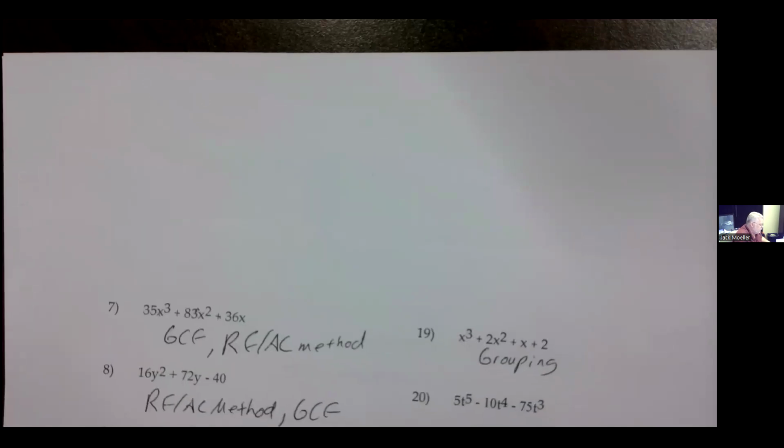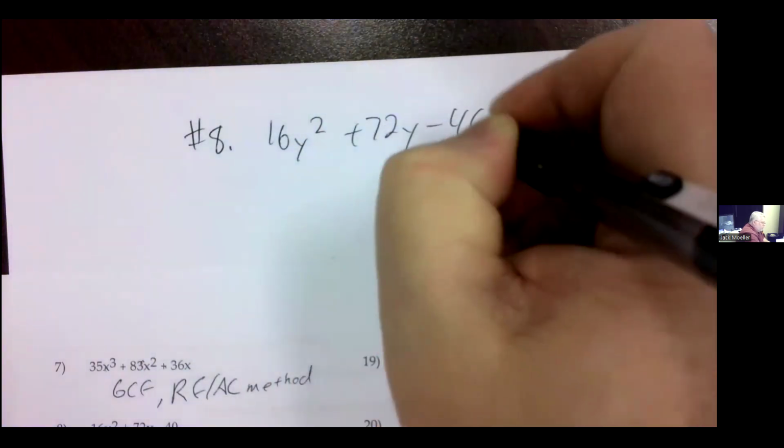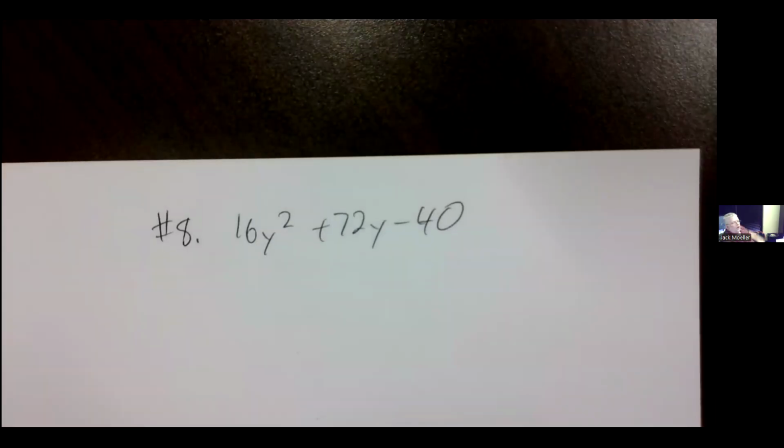So before we do difference of squares, let's go back to number 8 on the page. We have 16y squared plus 72y minus 40. All right, that's a trinomial. So what do you want to do to factor? Reverse FOIL or AC method?